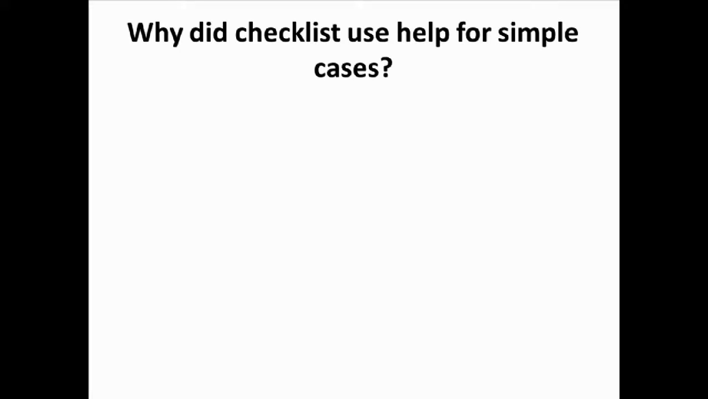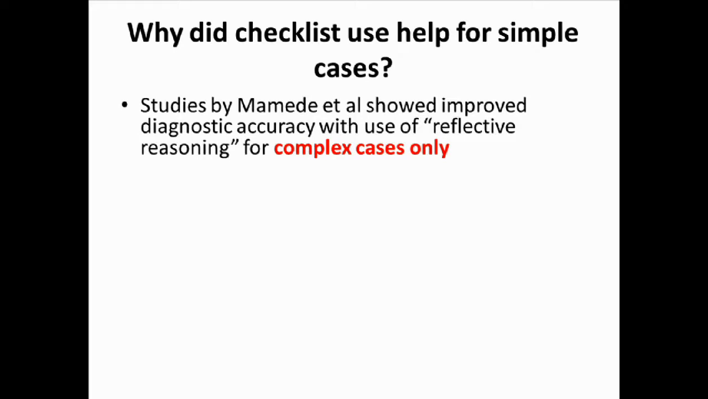One thing that I think is worth talking about here is some of the differences in our results from the ones that Sarah showed you previously. If you remember, the studies by Mahmoud's group showed pretty consistently improved diagnostic accuracy with the use of reflective reasoning for complex but not simple cases, whereas our study showed an effect overall and perhaps a suggestion of more of an effect for simple versus complex cases. And you might wonder why that is. We have a few hypotheses.